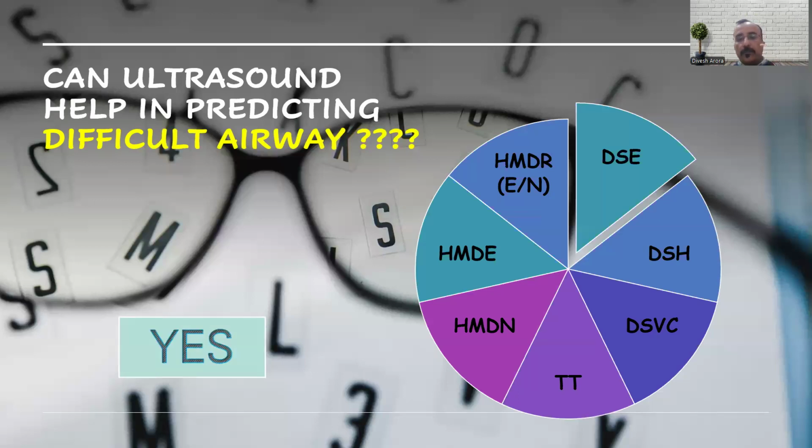As anesthesiologists, we are always bothered about the airway. So can ultrasound help us in predicting the difficult airway? The answer is a big yes. Almost 40 plus parameters have been studied in various studies. But out of these 40 parameters, we would realize that distance from skin to epiglottis is the most utilized. Then other parameters are also utilized, such as distance from skin to hyoid bone, distance from skin to vocal cords, tongue thickness, and hyomental distance, as I told you, measured in neutral, extended, and ramped positions, and thereby calculate their ratio.